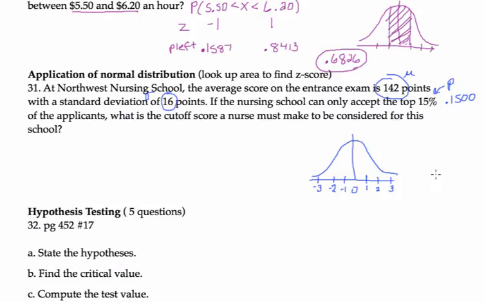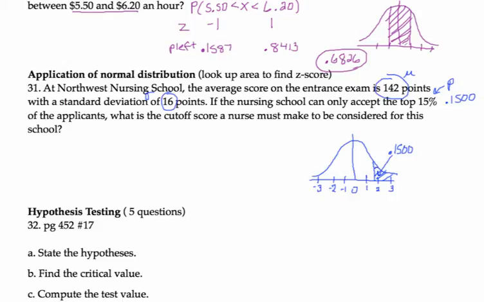At a nursing school, it gives you the average score on an entrance exam, the standard deviation, and tells you that the school only wants the top 15%. So 15%, that's a probability, 0.1500. So they want the top 15%. I don't know exactly where it's going to be, so I'm going to kind of guess somewhere in here. The top 15%. 0.1500.